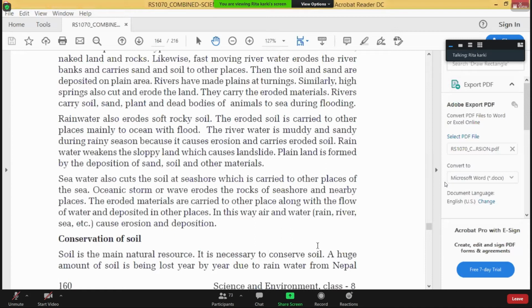This deposition is due to the huge amount of water that is brought by the seawater, which can carry soil from a large area and deposit it in different places.